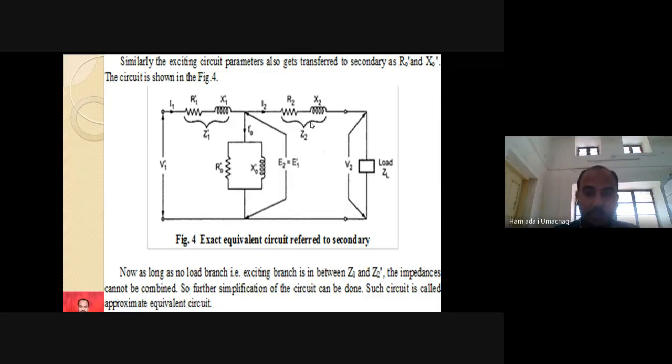Remember, if you directly take the things as they are, what should I do from this circuit diagram? R1 is this much, X1 is this, but what do I have to do with those values? Ultimately, I should reach some conclusion, right? That conclusion is nothing but performance, that is efficiency and voltage regulation.